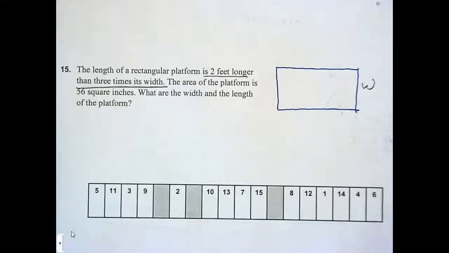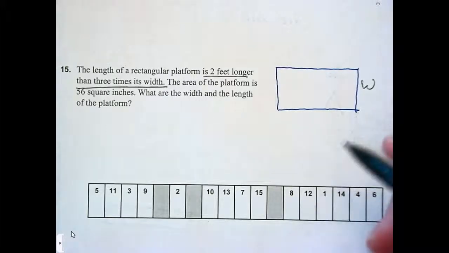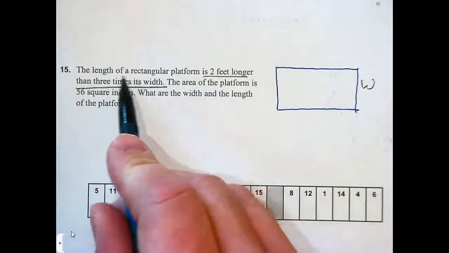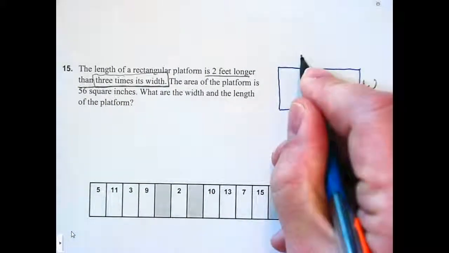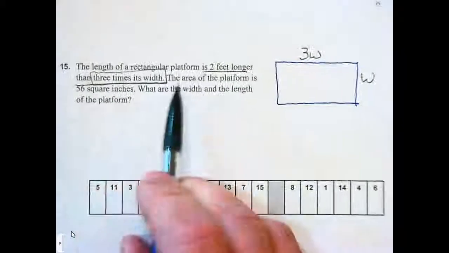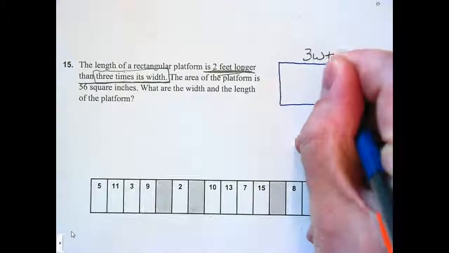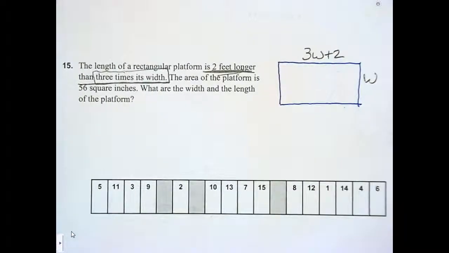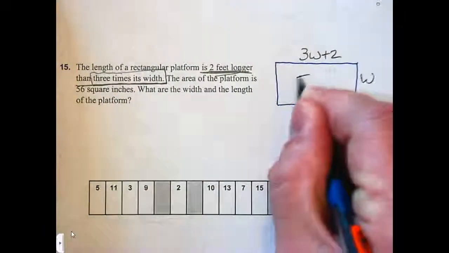So my width is here. If I call that the width, what's the length going to be? Well, the length says it's 3 times its width. So our length, which is right here, is going to be 3 times the width, but it's also 2 feet longer than that. Okay, so being able to break that apart is important. The area is 56.